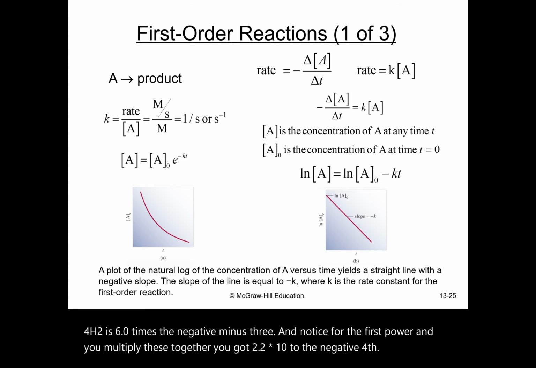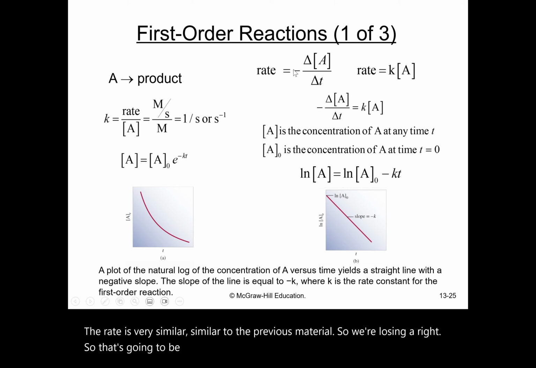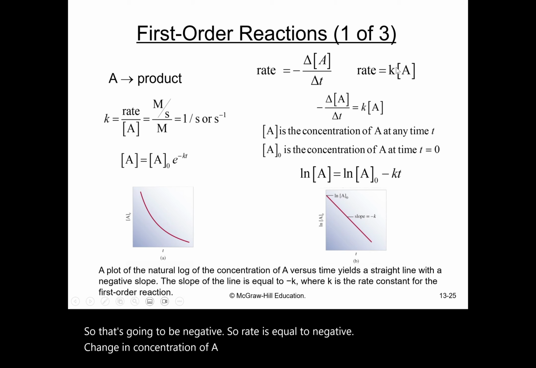So first order reactions, we have A creating a product. The rate is very similar to the previous material, so we're losing A, right? So that's going to be negative, so rate is equal to negative change in concentration of A over time. The rate is going to equal K, which is a constant, times the concentration of A. So you make these equal to one another, and you get this equation here.